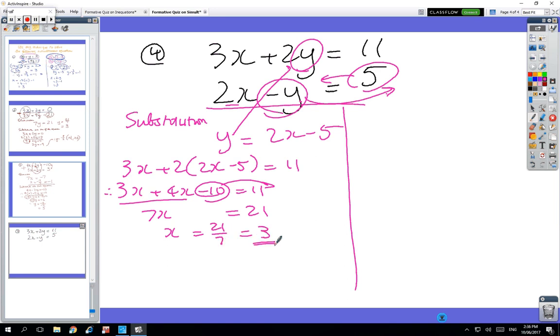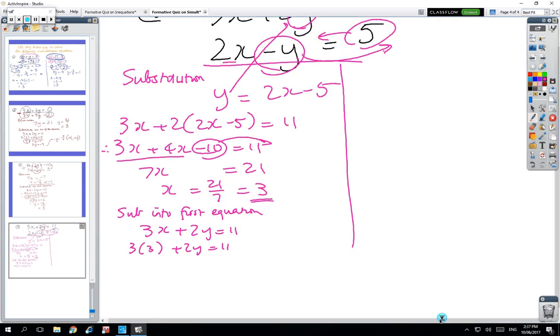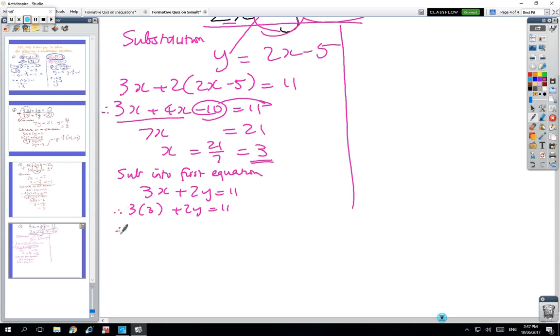So I've got my first answer, and then just sub in the first equation. So first equation is 3x plus 2y equals 11. So 3 times 3 plus 2y equals 11. So 9 plus 2y equals 11. Take the 9 back by subtracting, so 2y equals 2. And you get your second answer.